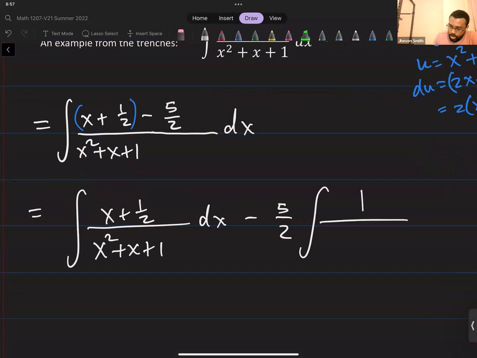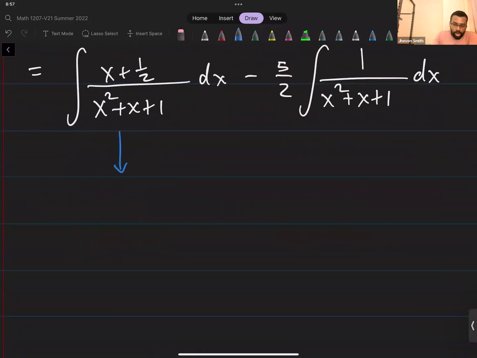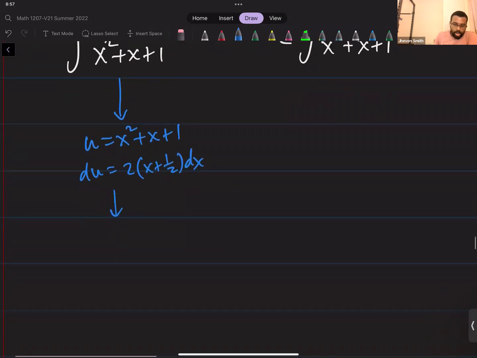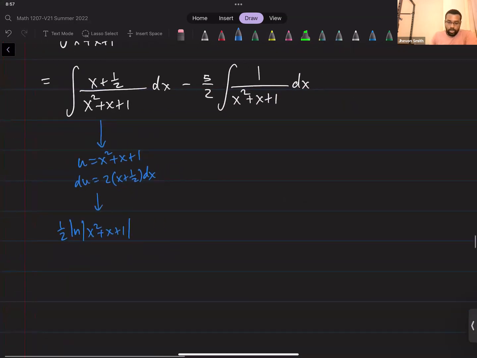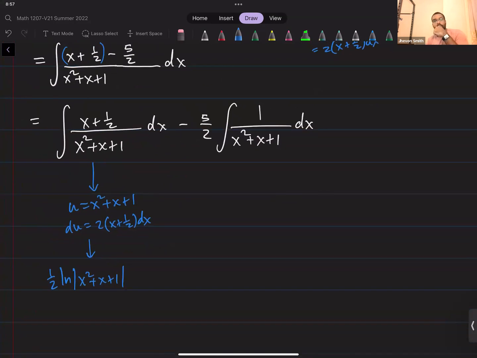Say 5/2. Okay, now for this one, a substitution is going to work. So that's going to lead to 1/2 ln of x squared plus x plus 1. Now for this one, if we focus on that, all right, we got rid of the part that a substitution could help us with. Now we're left over with this part.